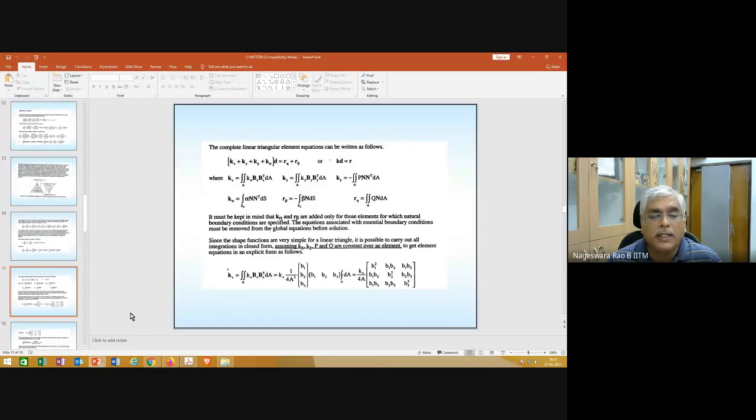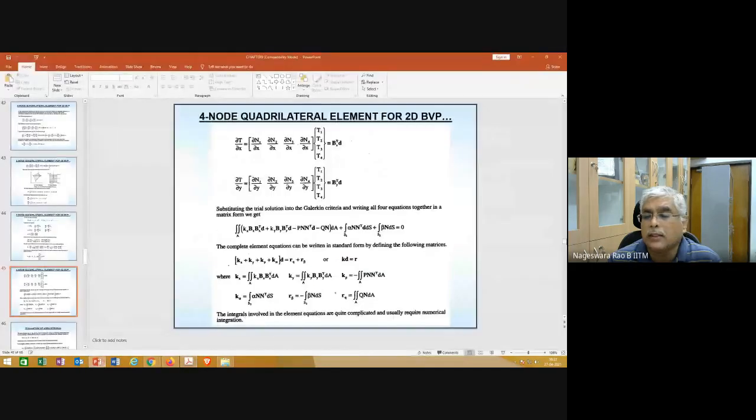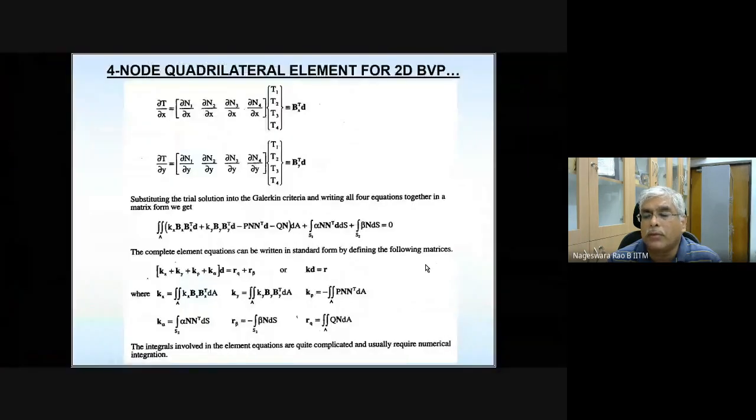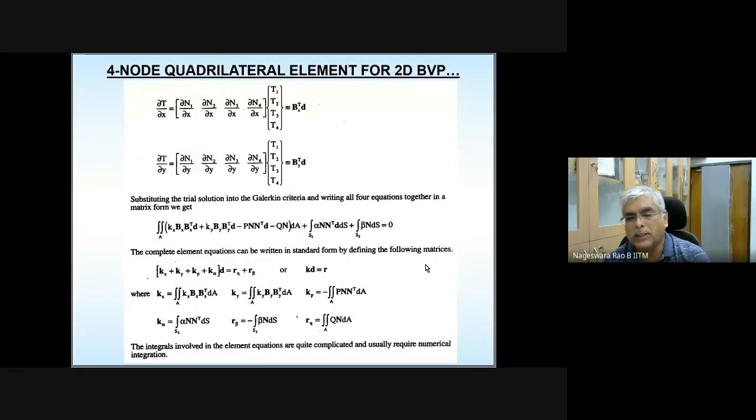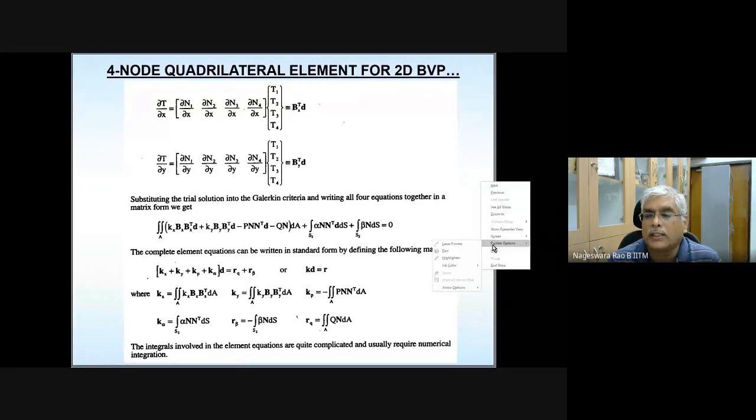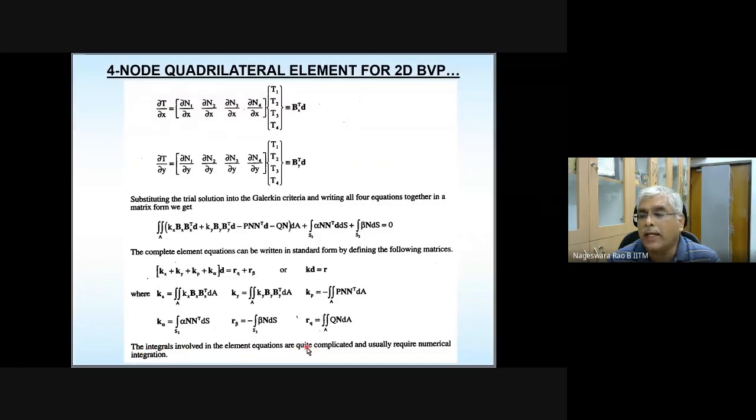So these are the element equations. Sorry, this is for the 3-node triangular element. These are the element equations adopting the 4-node bilinear Lagrange element. And you can see here the last sentence, what it says: the integrals involved in the element equations are quite complicated and usually require numerical integration. So you need to evaluate this. You may adopt Gaussian integration.